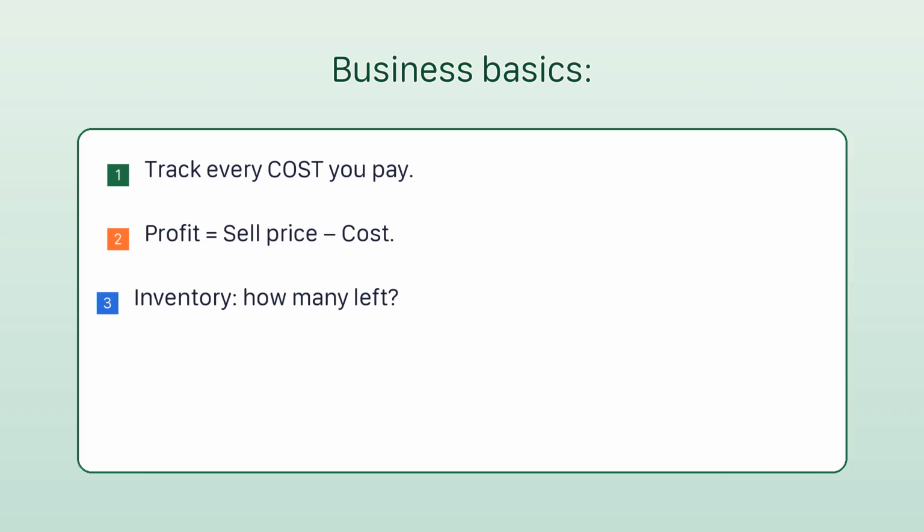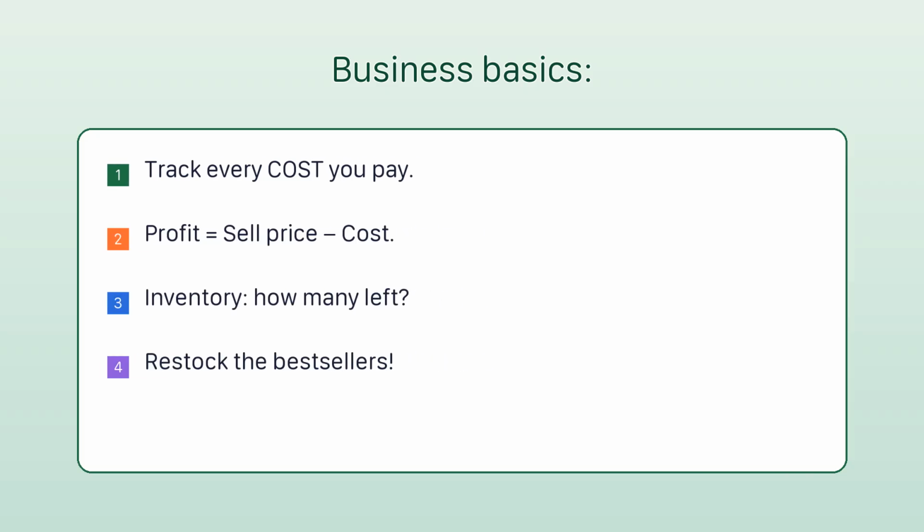3 business basics. Track every cost, calculate profit per item, and watch inventory. If you sell out, restock. If something doesn't sell, try a new flavor.